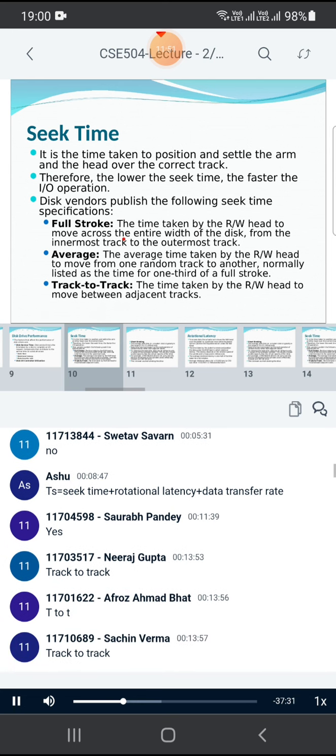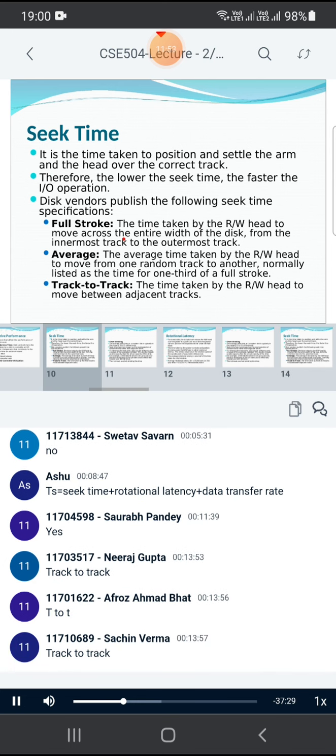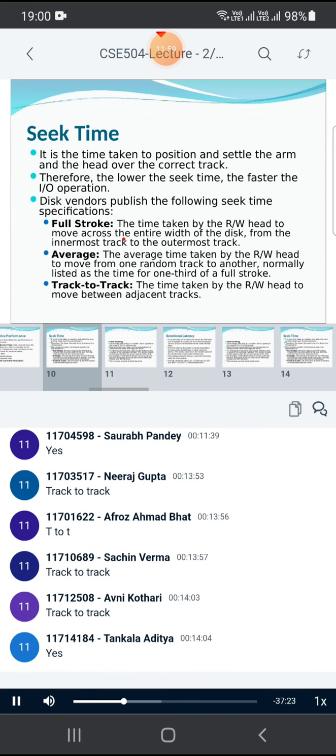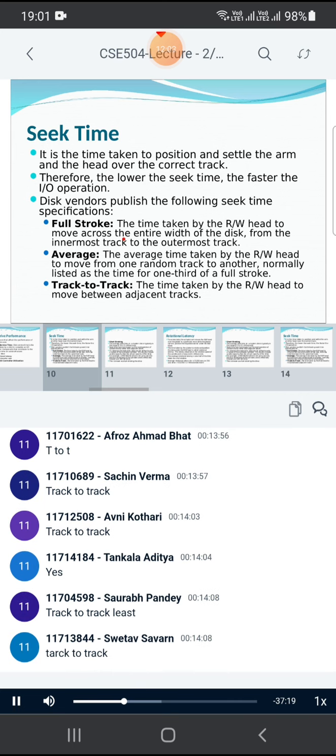Track to track it will be least, and it will be maximum in full stroke. Let us suppose we have 100 tracks, this is just for an example. When we are talking about full stroke, it means the head needs to move from track number 0 to track number 99.